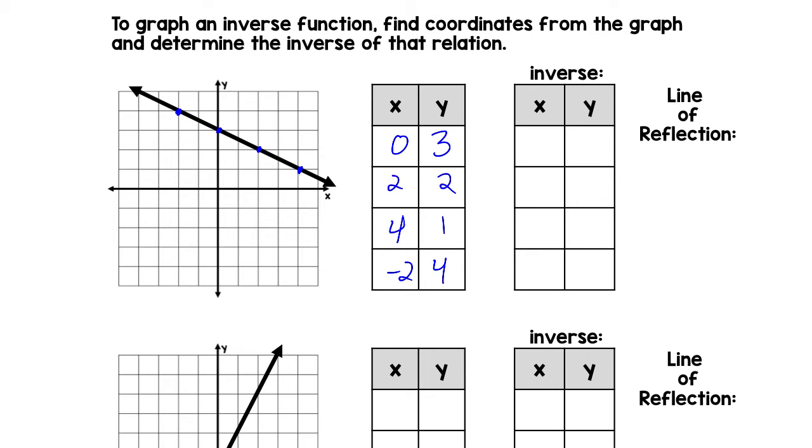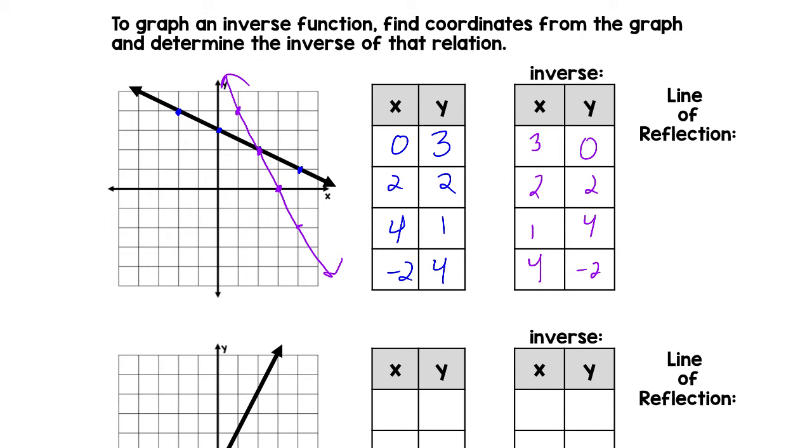When we want to find the inverse, we're going to do exactly like we'd already done above and just flip those around. So everything in the y column goes to the x column, and everything in the x column goes to the y column. Now we plot these points. We have a point at (3, 0), a point at (2, 2), which we already have, a point at (1, 4), and a point at (-2, 4)... So this is the inverse of our line.